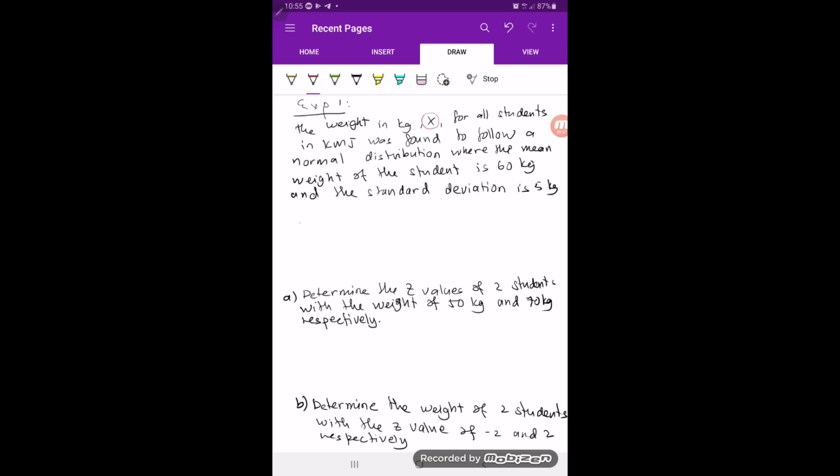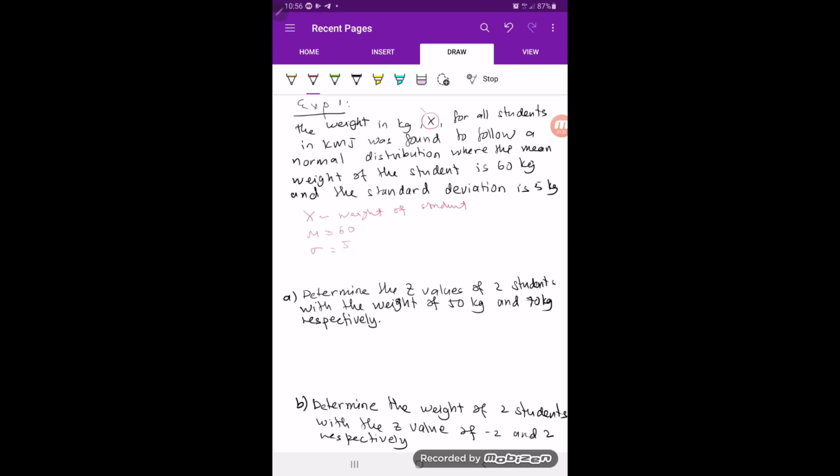Okay, firstly, define the x. What is x? X is the weight of a student. And then it's given the mean weight. Mean weight here is the value of nu, which is 60. And then the standard deviation, that means the value of sigma is equal to 5.